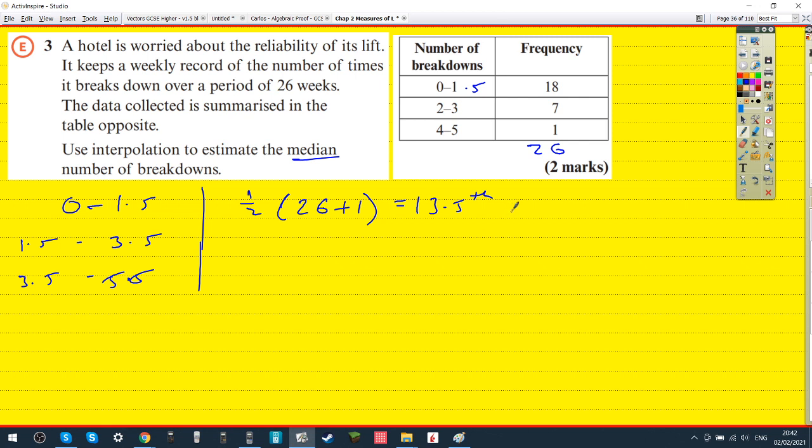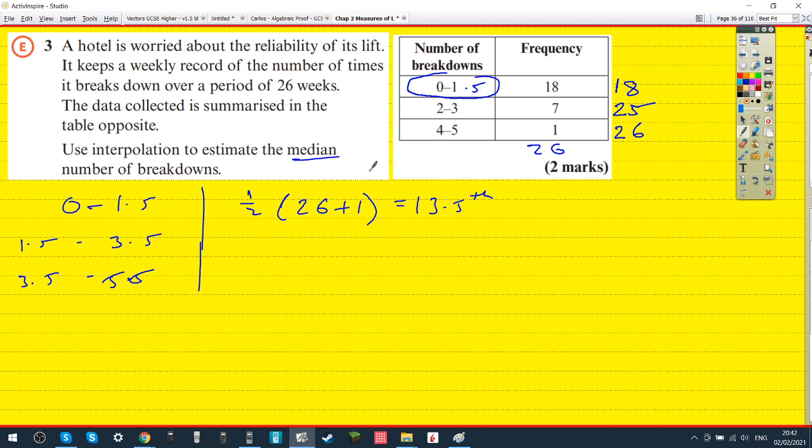And then would you divide that by the total? No. What group is the 13.5th week in? Well, we need the cumulative frequency first. All right. So you do 18, then 18 adds 7, which is 25, and then it'll be 26. And it'll be in the first week. Yeah. So somewhere in there. Okay.